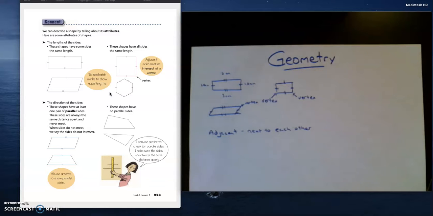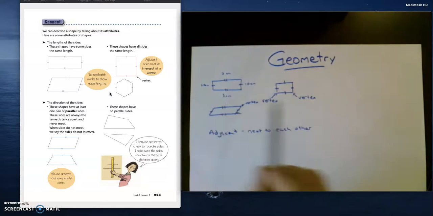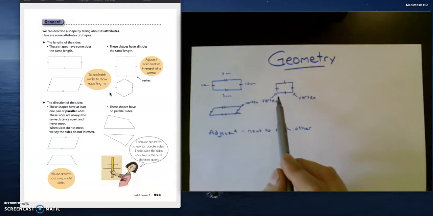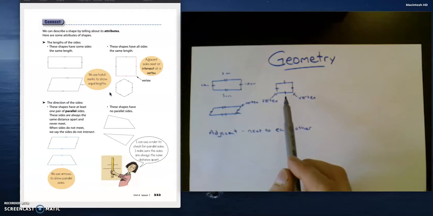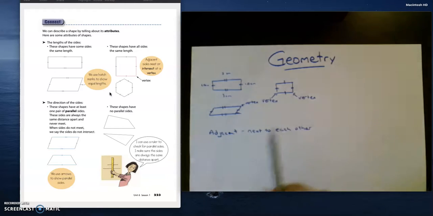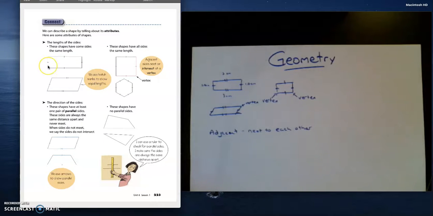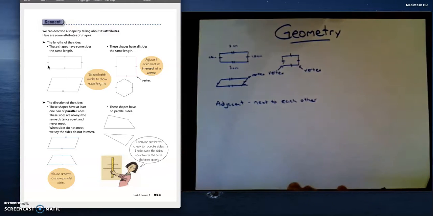So a couple of things that we can describe shapes with: the side lengths, right? Perhaps how many vertexes they have, how many lines there are that end up intersecting. And the next thing is the direction of the side. So it says these shapes have at least one pair of parallel sides. These sides are always the same distance apart and never meet. When sides do not meet, we say they do not intersect. So parallel lines are really important. You're going to be doing those a lot. So the number of parallel sides a shape has is another attribute that you could talk about.